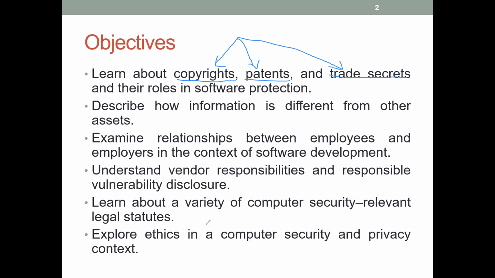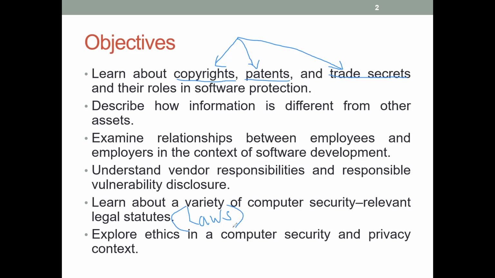Then we will discuss computer security related statutes, which means laws. Statute is a synonym for laws. So we will discuss some computer security related laws.